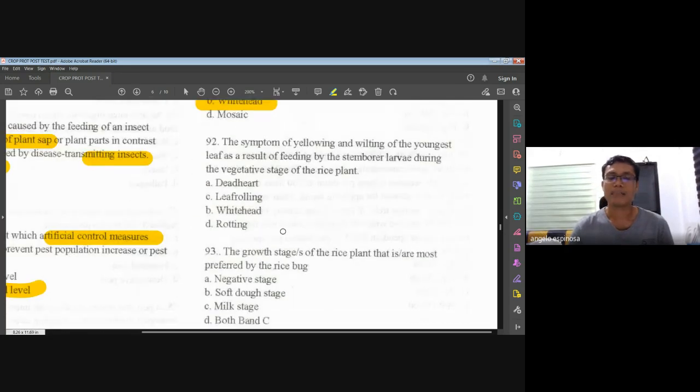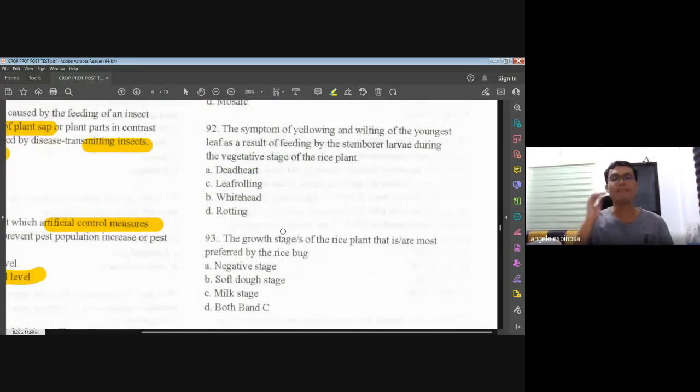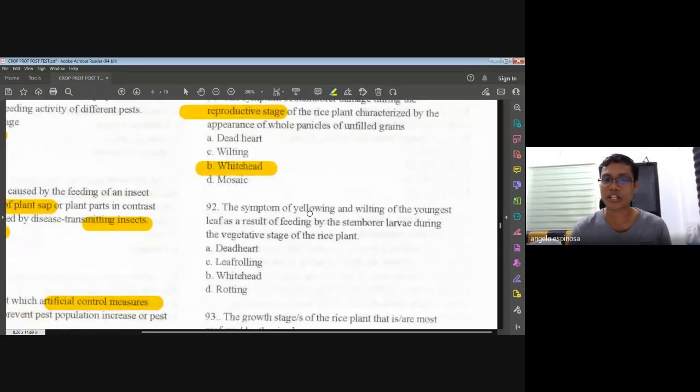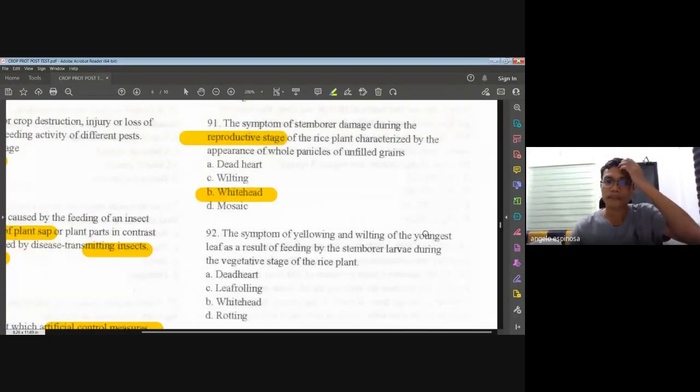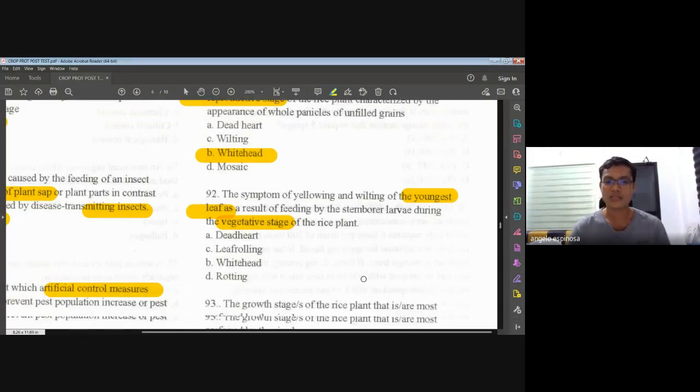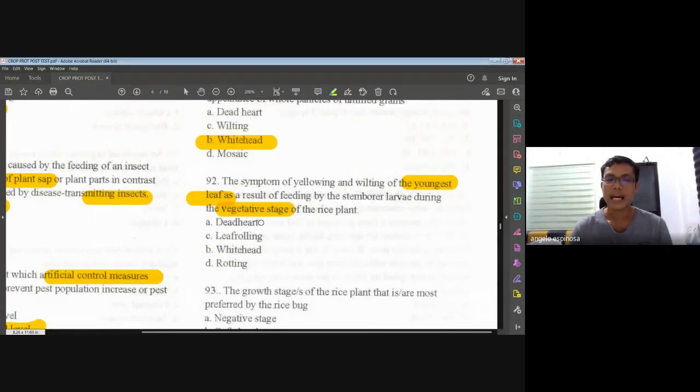Okay. Number 92, the symptom of yellowing and wilting of the youngest leaf. Earlier it was the reproductive stage. This one is the youngest leaf, no? It results in the vegetative stage, no? Stem borer larvae during the vegetative stage. That's what we call a dead heart. Okay, the correct answer there is dead heart.